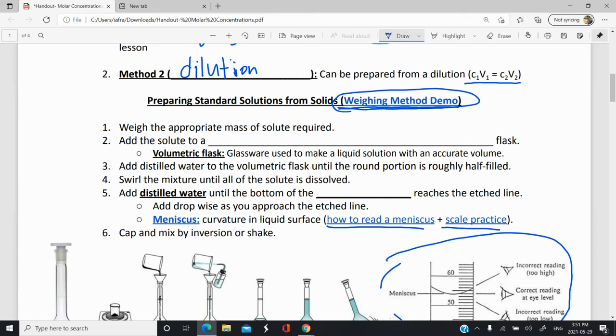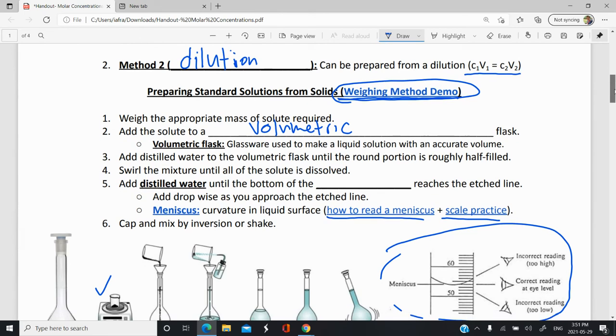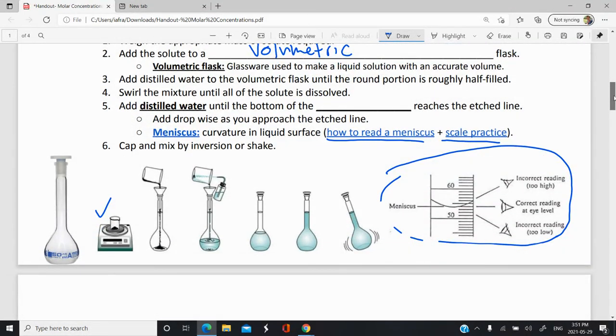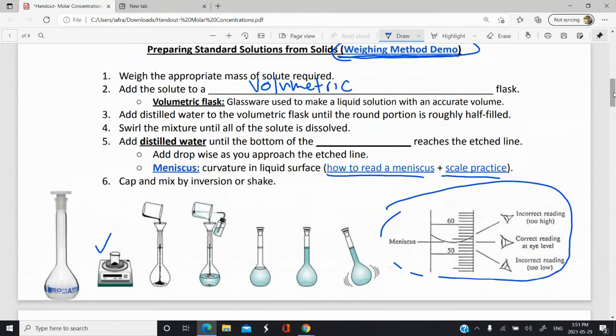So these are our main steps. We saw: weigh the appropriate mass of solute required using our balance. That was our step 1. Add the solute to a special type of flask called the volumetric flask, which gives you a more accurate and precise volume. Add distilled water to the volumetric flask until the round bottom is basically half filled, so this round bottom part here. Swirl the mixture until all the solute is dissolved.